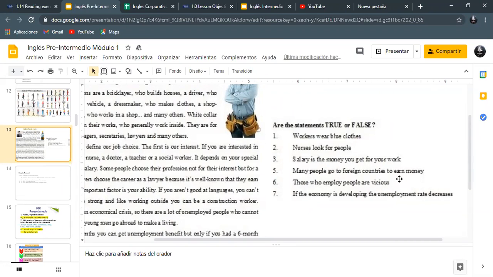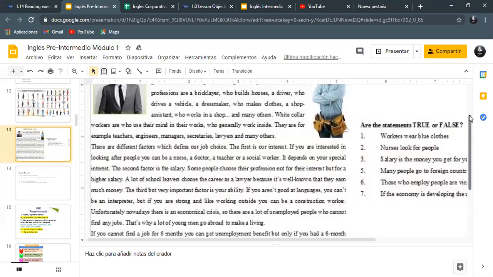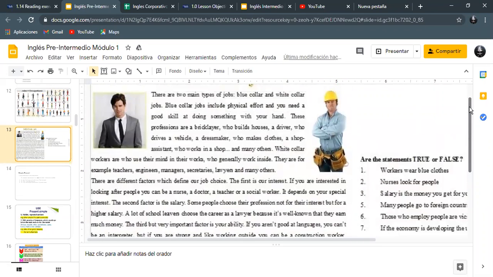Okay. Bueno, vamos a hacer la lectura entonces. Please repeat everybody. Of course, después vamos a leer. That is the objective here. So everybody, please repeat. There are two main types of jobs. Blue collar and white collar jobs.